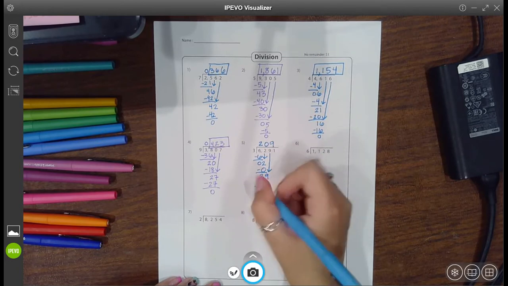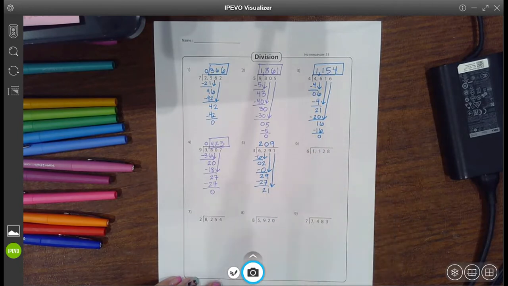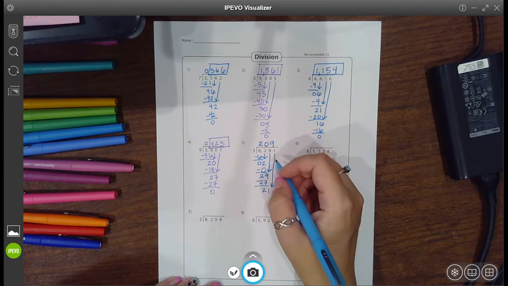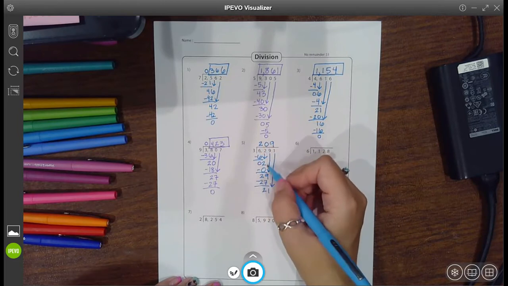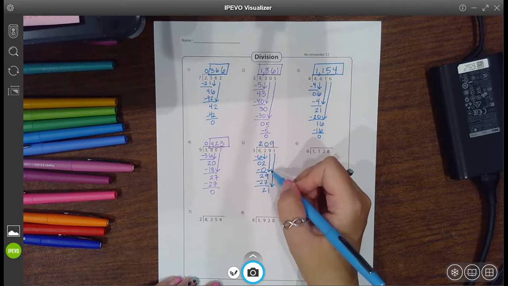Subtract that, you get 2. Bring down your next one, which is 1. Now, before I move on really fast, I want to show you that I did this 3 times 0 is 0 step because I didn't want to have two things brought down back to back. So I needed that 0 placeholder there, okay? Because 3 didn't go into 2. It went in 0 times. Then I had to bring down the 9 and it could go into 29.